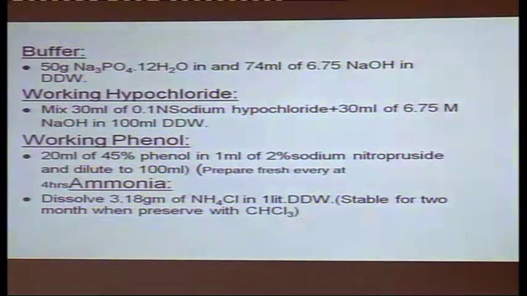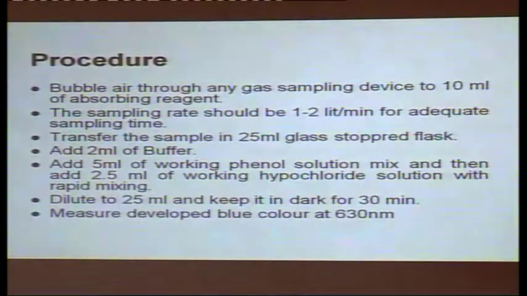a preservative. Next. A known quantity of air is passed through this impinger. The sample is collected at 0.5 to 2 liters per minute. If they increase the flow rate, there may be spurting and bubbling, and the evaporation loss will be higher, and sometimes the gas may not be trapped. It is ideal to sample at the lower rate.